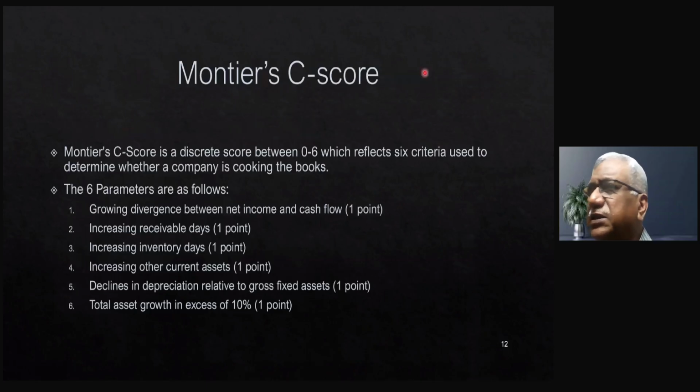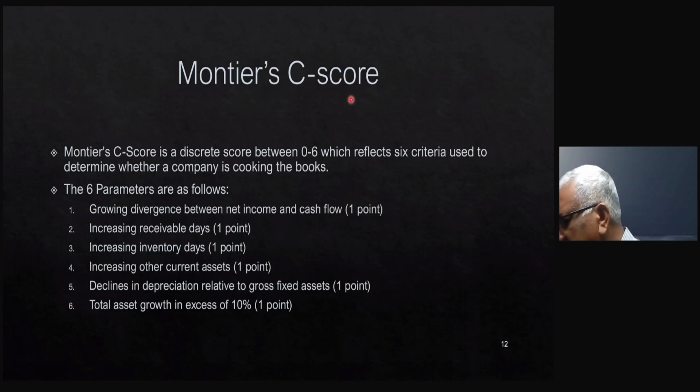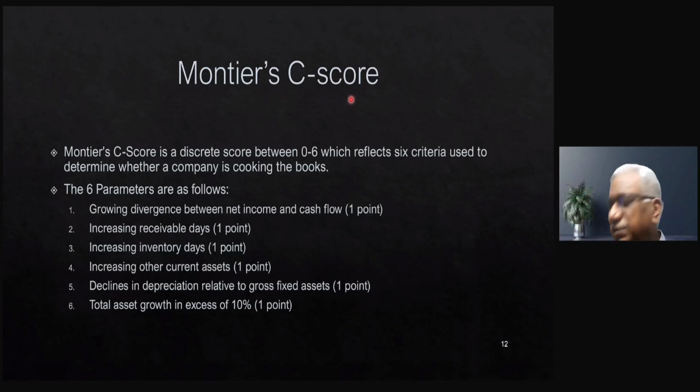Now, Montier's C score is one of the ratios we need to look at. Now, all these are there on the internet, but the only thing you have to do is a little bit of searching because you have to specifically type each head. You can start with Wikipedia, but then move on to some better site where it's a research paper or white paper. I know they're heavy, but it's very useful.